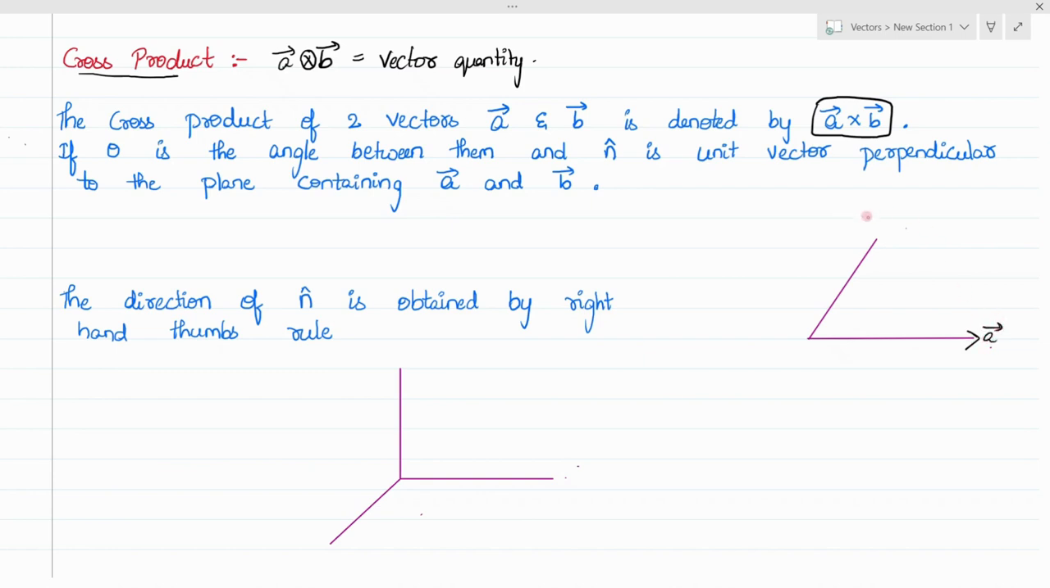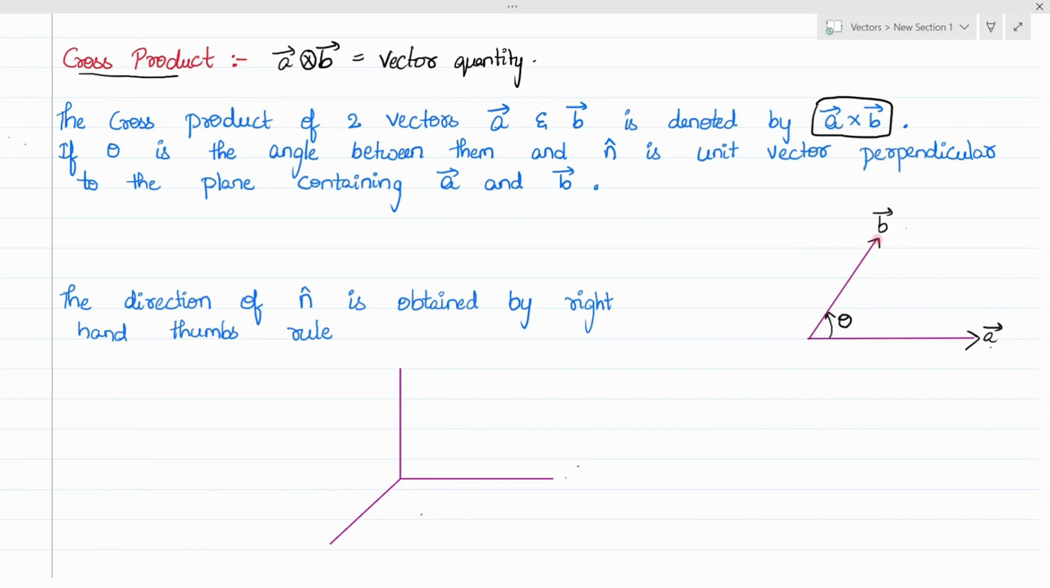Assume two vectors are given like this, A and B, and this is theta, which is the angle between these two vectors. To find the dot product, we made this B vector in such a way that it is parallel or collinear to this A vector, right? That is, we have taken this in the horizontal direction and vertical direction too.